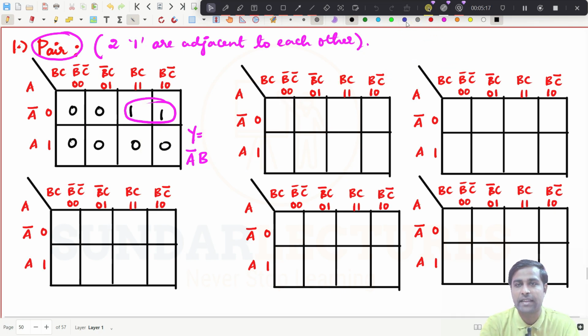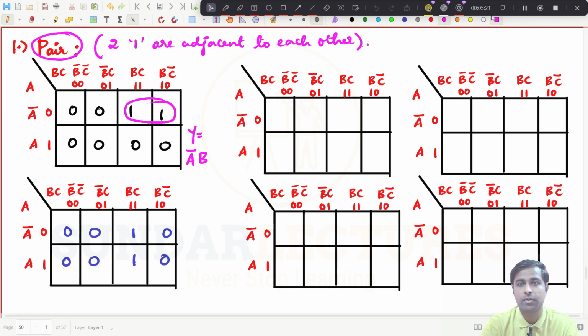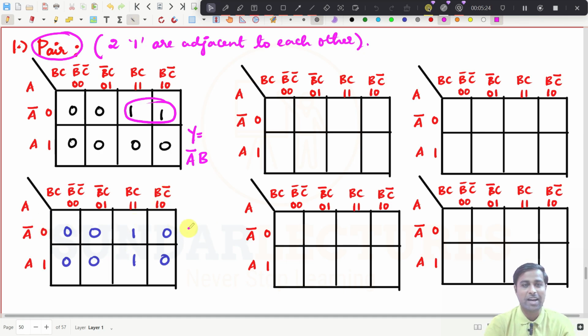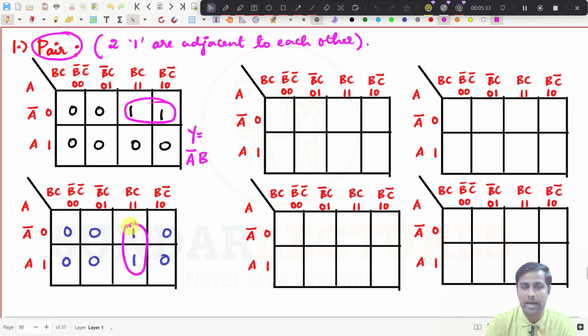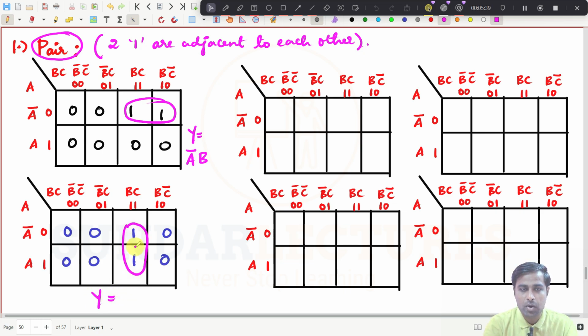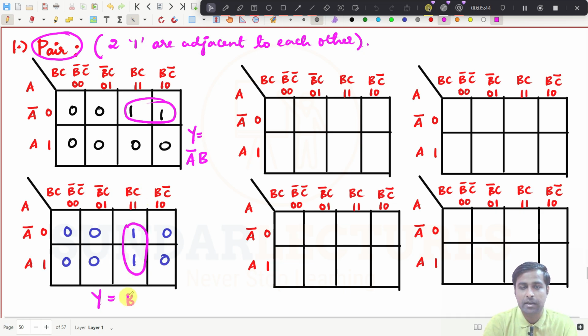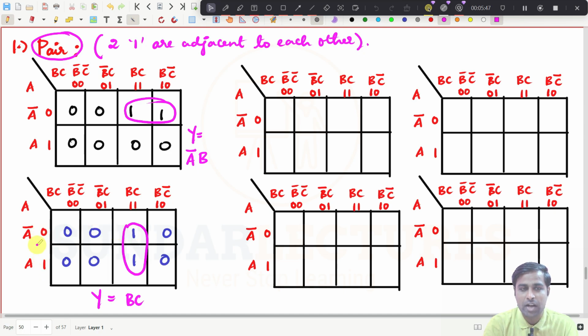Now I will take another example, right? Now you see here, I have an output like this. Now these two ones are adjacent to each other. We know, right? These two cells are adjacent to each other. So this is one pair. How will you write the expression now? Y will be equal to these two. So straight away you see this one. This is BC, right? So straight away you can write BC, and you come here. You have to compare these two cells. If this is A bar, this is A. There is no common term. That's all. You don't need to write anything. So BC is the answer. Y is equal to BC is the answer, right?